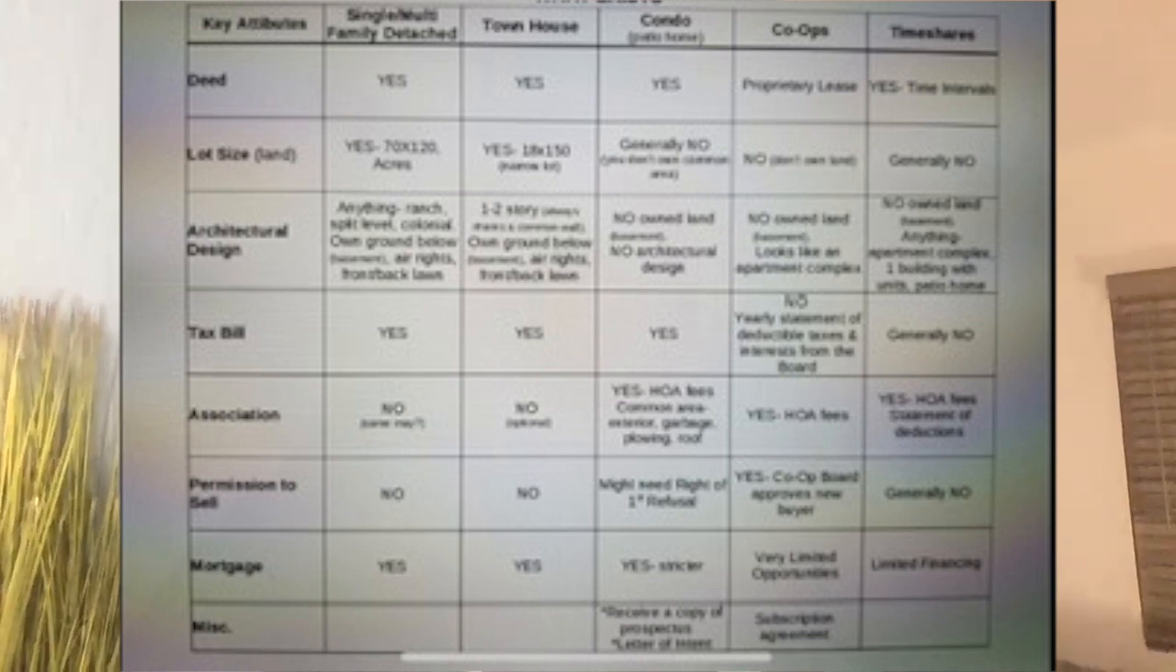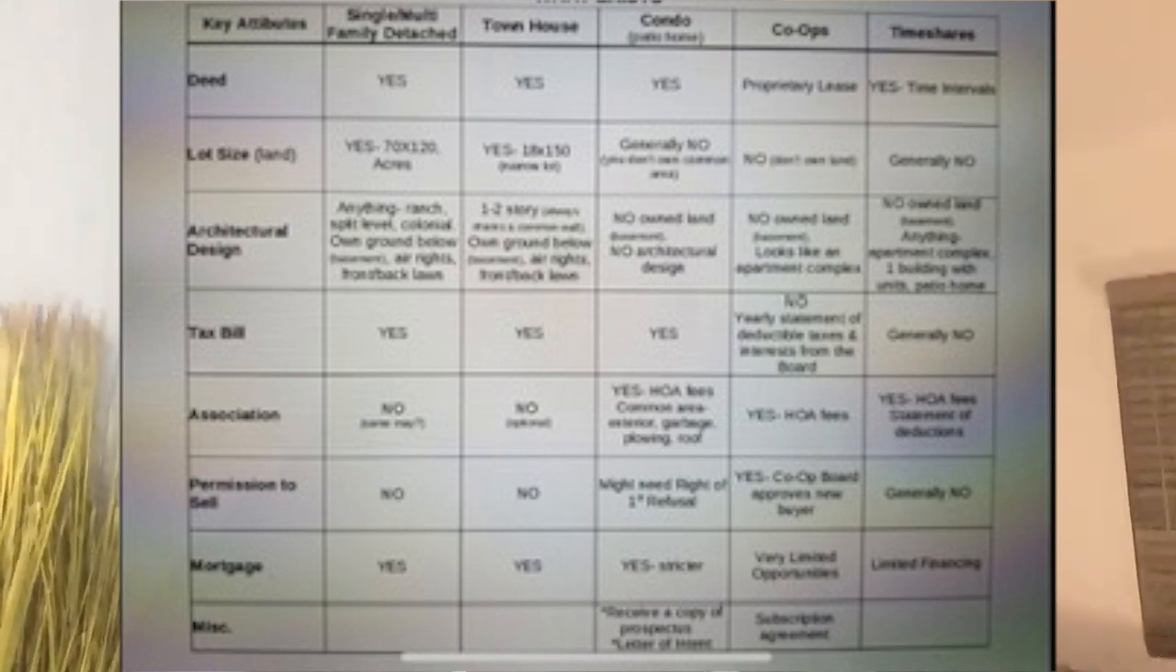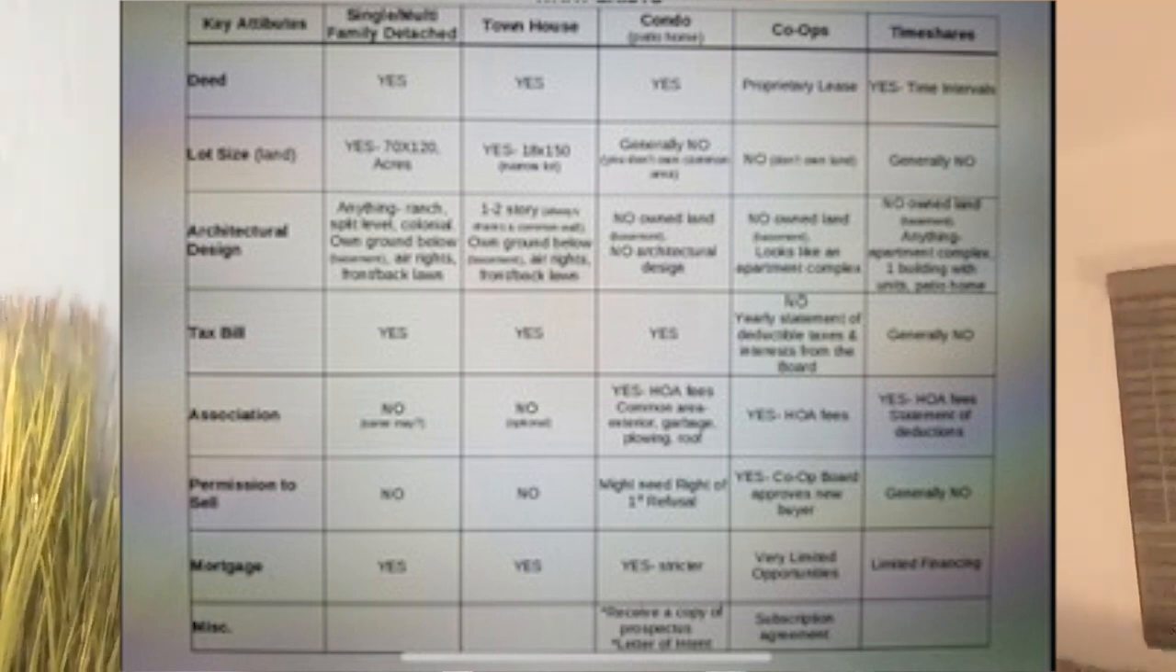I'm going to write them down. I just decided to do this out of the blue. I was going to have you just write everything down, but we might as well make it kind of organized, you know? So single family, townhouses, condos, co-ops, timeshares. I don't think I left any out. If I left any out, let me know.